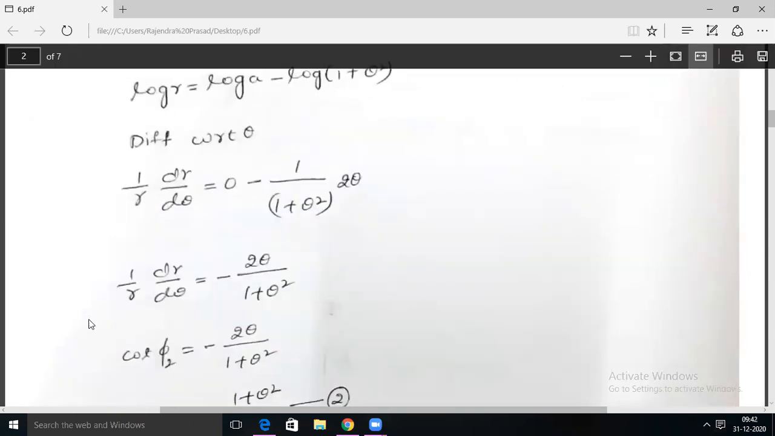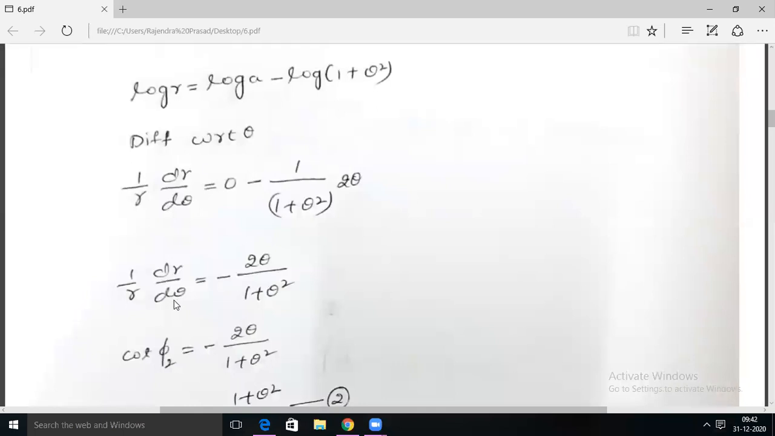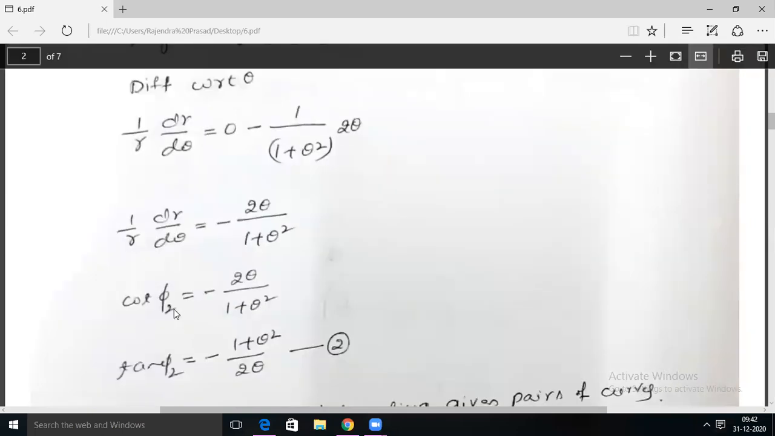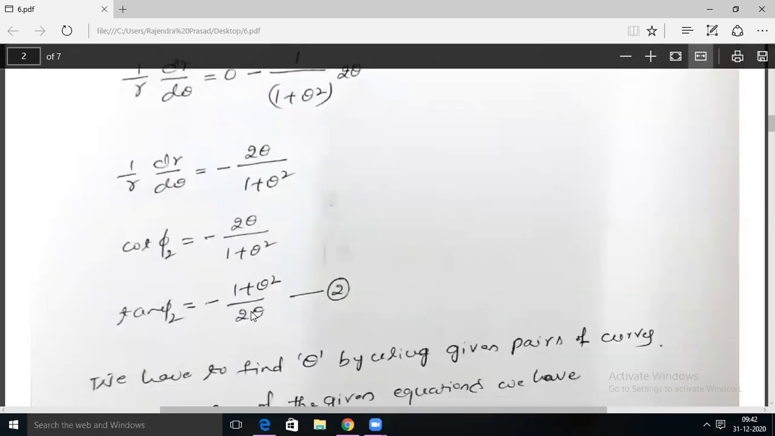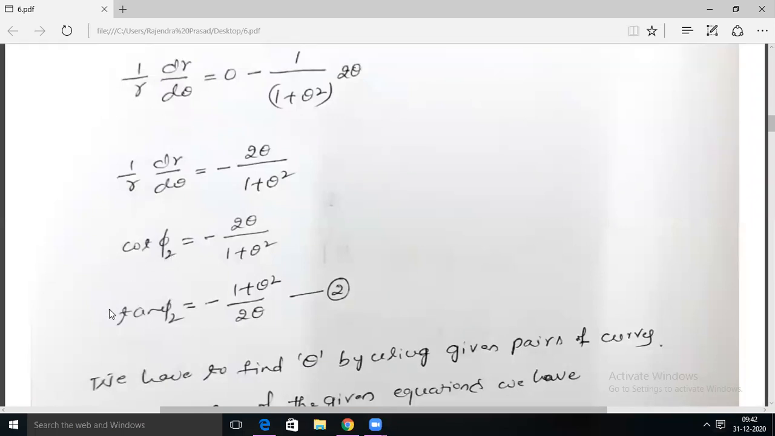Next here, 1 by r into dr by d theta is cot psi. With the second polar curve, we shall consider cot psi 2, which is equal to minus 2 theta upon 1 plus theta square. The first polar curve is in terms of tan, so the second polar curve also we keep in terms of tan. So cot psi 2 in terms of tan we can write as tan psi 2: numerator goes to denominator and denominator goes to numerator. So obviously we get minus 1 plus theta square upon 2 theta.